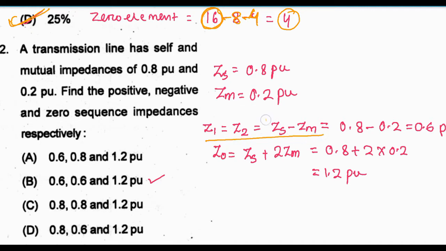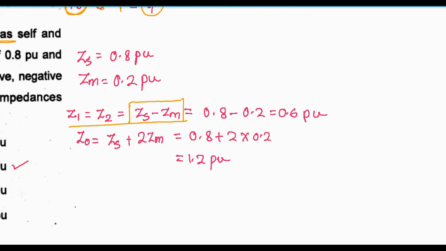That means self impedance minus mutual impedance, and this is for a transmission line which must be transposed. So here ZS minus ZM is equal to 0.8 minus 0.2, which is equal to 0.6 per unit. And what is the zero sequence impedance? This is equal to ZS plus 2 ZM, which is 0.8 as given plus 2 into 0.2, which comes to 1.2 per unit.